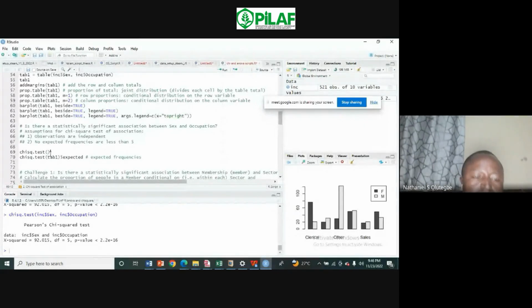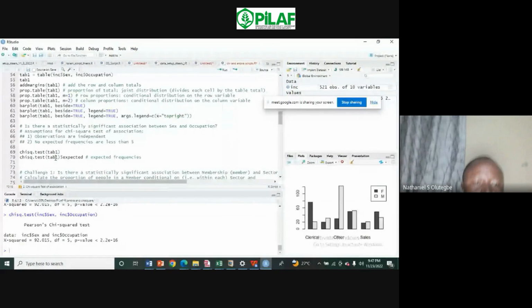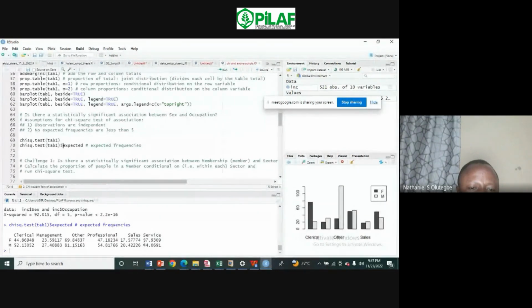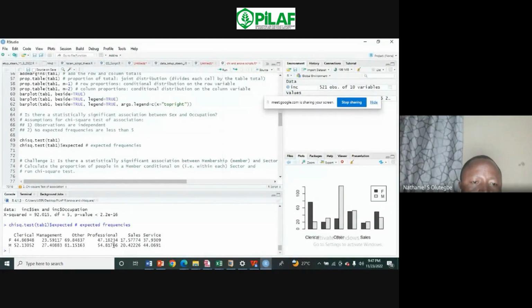So let me go back to what we have here originally. So we have the chi-square test, expected frequencies, and we discovered that there is no frequency here that is less than 5. So it's a good test. It fulfills that assumption for a chi-square test of association to be carried out.